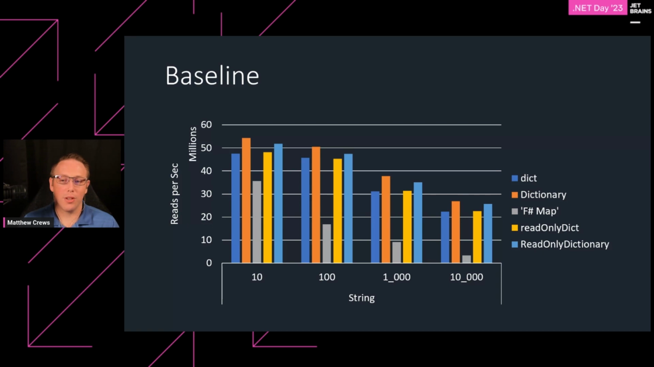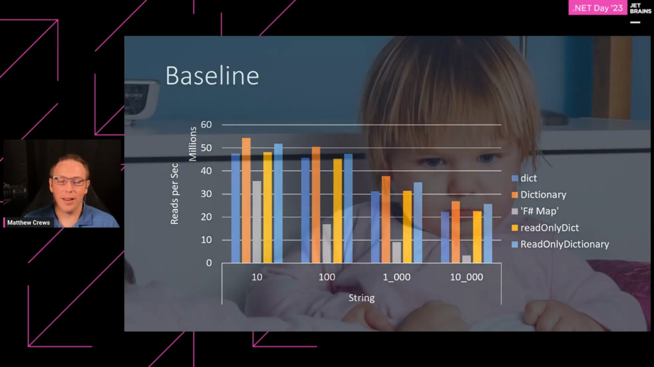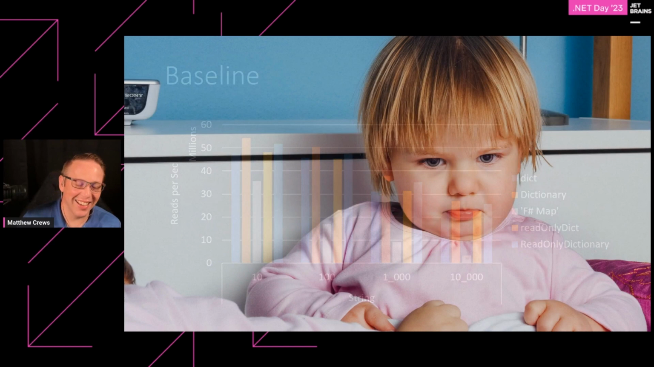Now, one of the things you might notice is that the read-only dictionary is not as fast as the plain .NET dictionary. And I actually found this a little bit upsetting. And the reason is because I realized I'm paying a performance penalty for using a read-only dictionary instead of a plain .NET dictionary. And in my mind, that didn't make sense. Why would that be the case?